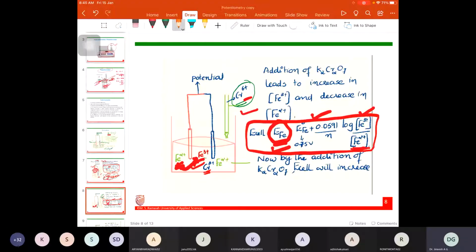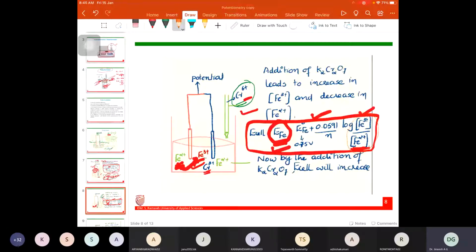The entire factor increases or decreases? Increases. So the total potential generated by Fe is increasing or decreasing? Increasing. So what does it mean? Whenever we are adding potassium dichromate, the electrode potential increases. Am I right? Yes, sir. Or the cell potential increases.